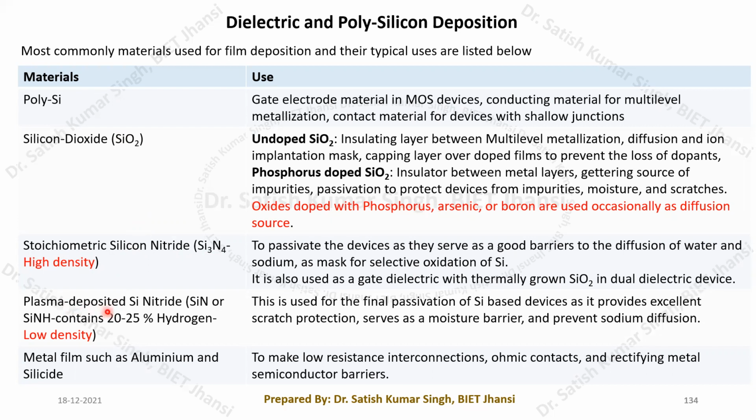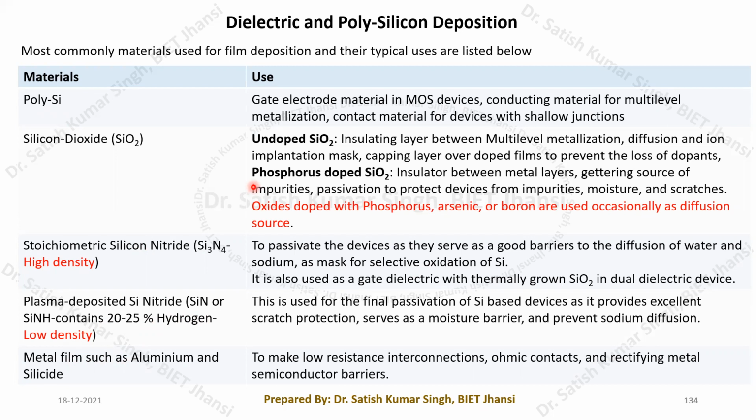And then we have the plasma deposited silicon nitride, whose chemical formula can be represented as either SiN or SiNH. Okay, generally it contains 20 to 25% hydrogen. Okay, and it has low density as compared to your stoichiometric silicon nitride. So these are the two different nitrides that we have. Okay, and the last one is the metal films that we can deposit. Right. So here you can see its typical uses.